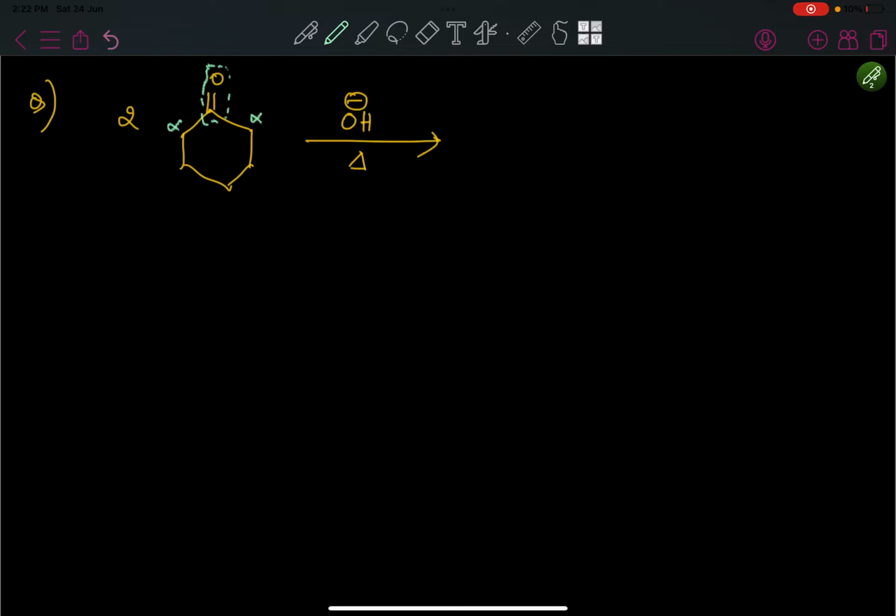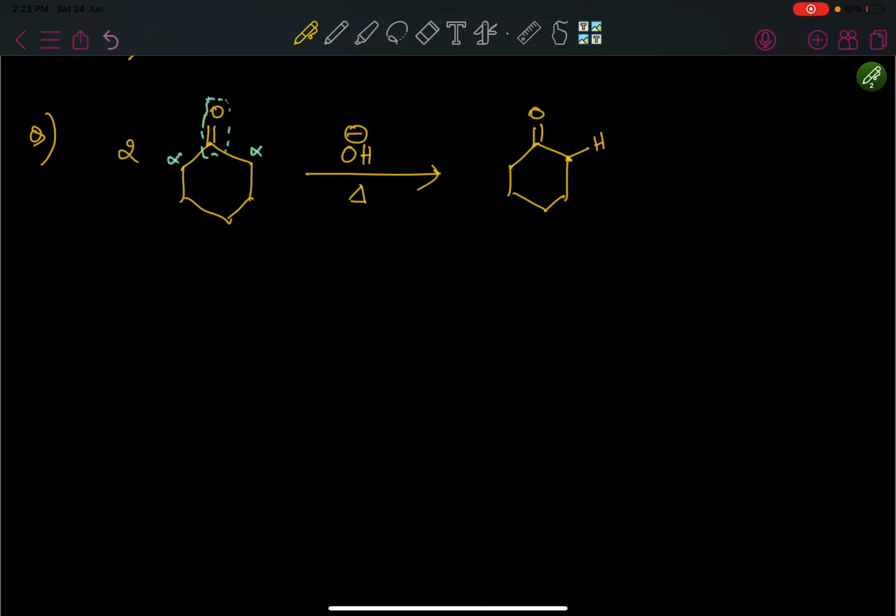So catch hold of any one alpha carbon. For example, I considered this as my alpha carbon bearing one hydrogen. So I've just flanked that hydrogen. Now after flanking this hydrogen, exactly at the opposite side, I have to put double bond O and place it in that cyclohexane ring, correct? So now what you have to do, you just have to remove this part and put a double bond here, right? So this is what the product is.